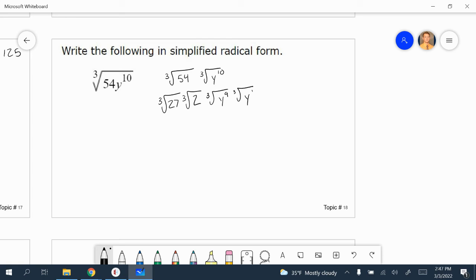And then let's just go through our next step. The third root of 27 is 3. The third root of 2 I can't do anything with. So I'm just circling the ones that I'm done with. I'm done with that one.